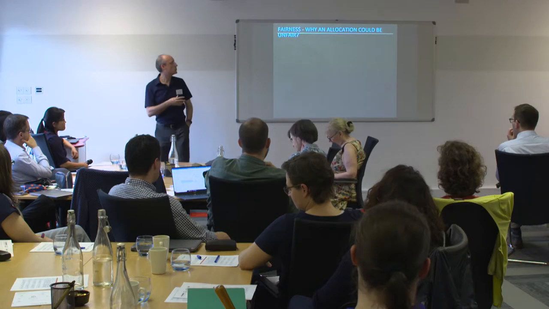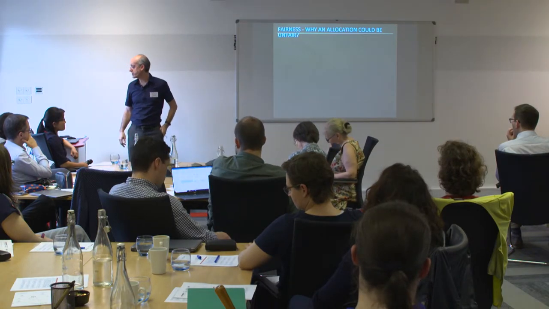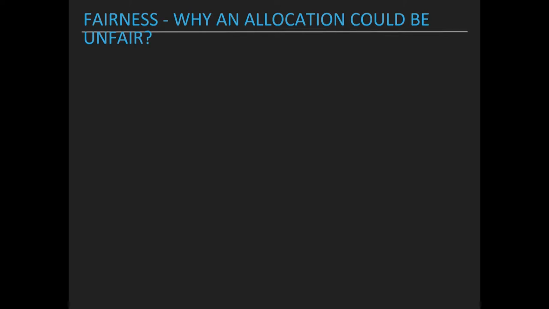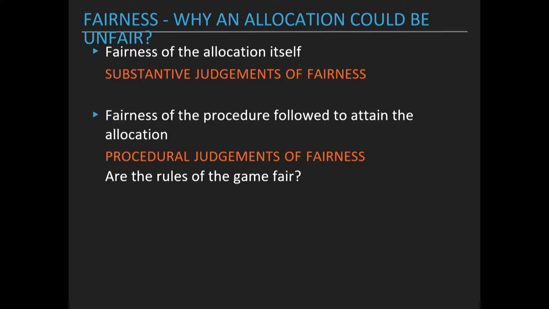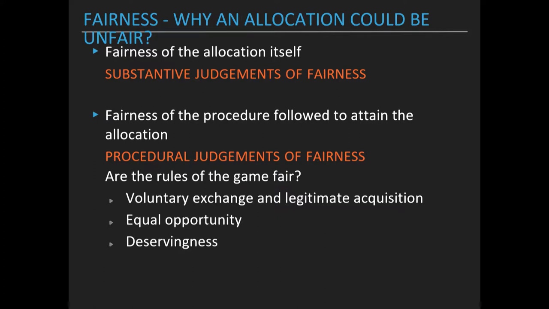Now, the next thing is what allocation should be. What could make an allocation unfair? And here I'm running a little bit out of time. The two concepts are substantive and procedural unfairness, where substantive compares only outcomes, and procedural is about how we end up reaching these outcomes. Elements for the procedural judgment could be more in the Nozick type of conception of fairness, with the idea that if we obtain things in a legitimate way and there is voluntary exchange, that could create fairness, the idea of equality of opportunity, or even deservingness.